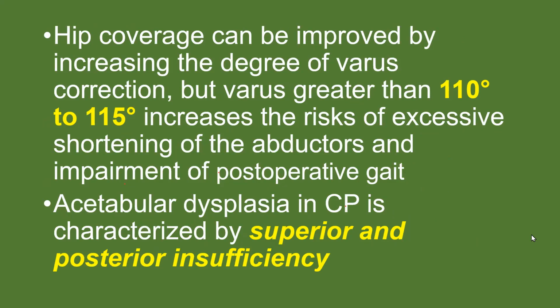But I like to warn, many surgeons around me do varus osteotomies. Don't allow the neck shaft angle to be less than 110 to 115 degrees. Why? Because you are shortening the abductors and you are impairing post-operative gait. It should be around 115 to 120 degrees. Then you say you've done a proper varus derotation osteotomy.